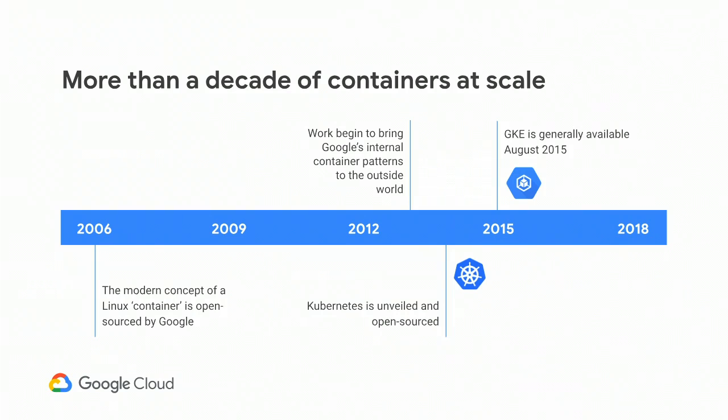And at Google, of course, we've been doing containers for a really long time. Most of you have probably seen a slide similar to this. We launched cgroups and open sourced it way back in 2006. Kubernetes was open sourced in 2014, and then GKE went generally available, 1.0, in 2015.